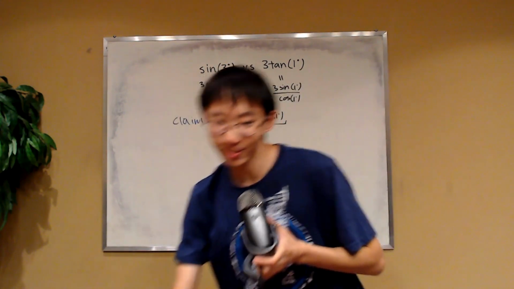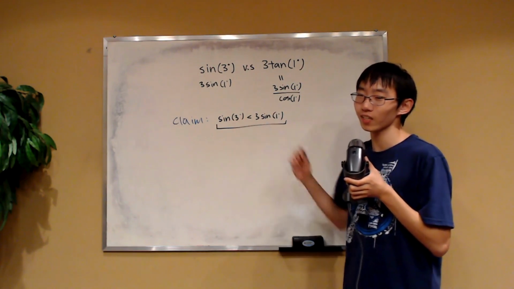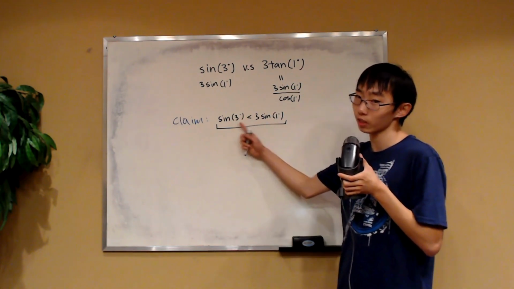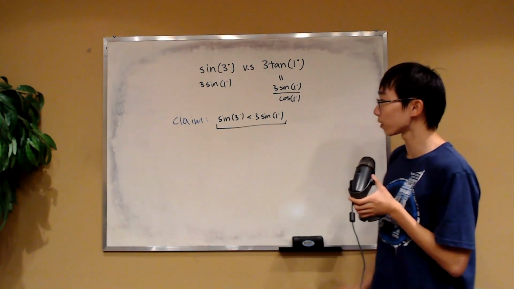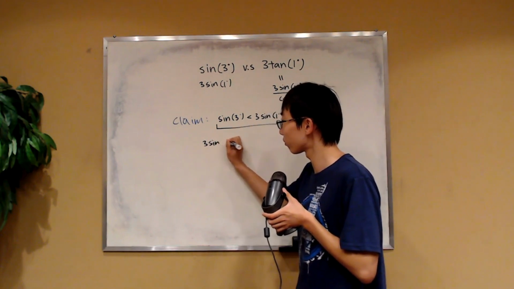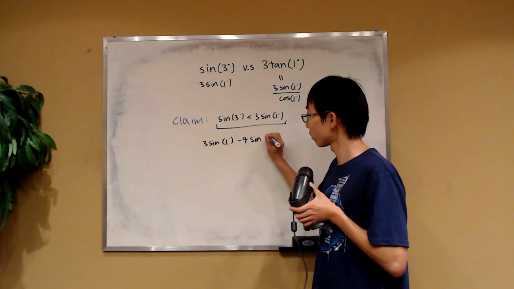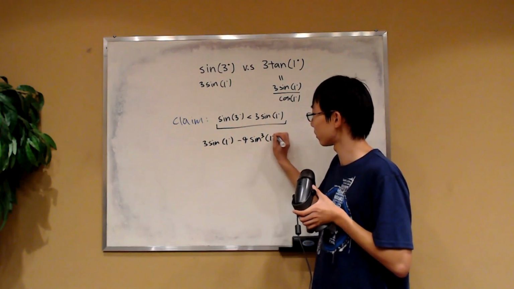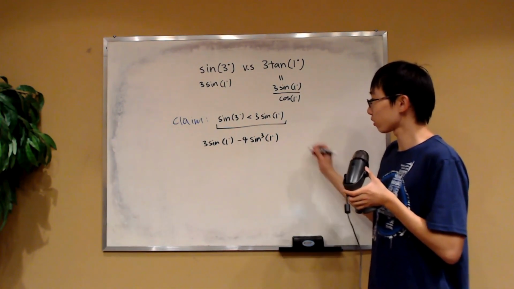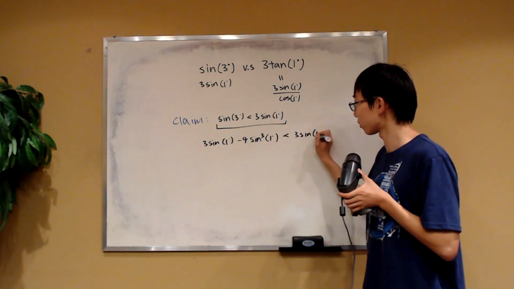Well, there's actually a very straightforward way to prove this. This sine of 3 degrees, you can use the triple angle formula to expand this in terms of sine of 1 degree. By the triple angle formula, sine of 3 degrees is equal to 3 sine of 1 degree minus 4 sine cubed of 1 degree, right? By the triple angle formula. And the inequality would still be equivalent to smaller than 3 sine of 1 degree.